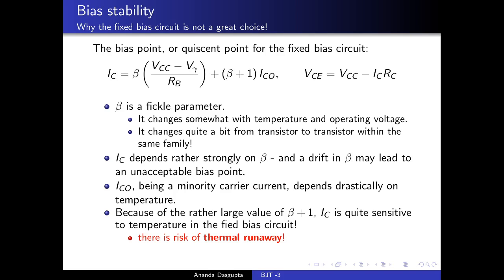But even if something so drastic does not happen, it might very well happen that the bias point moves quite a long way from where you intended it to be, and as temperature changes, it might drive the bias point close to saturation or into saturation, and then your circuit will cease to work as an amplifier. So that is quite a bit of a problem.